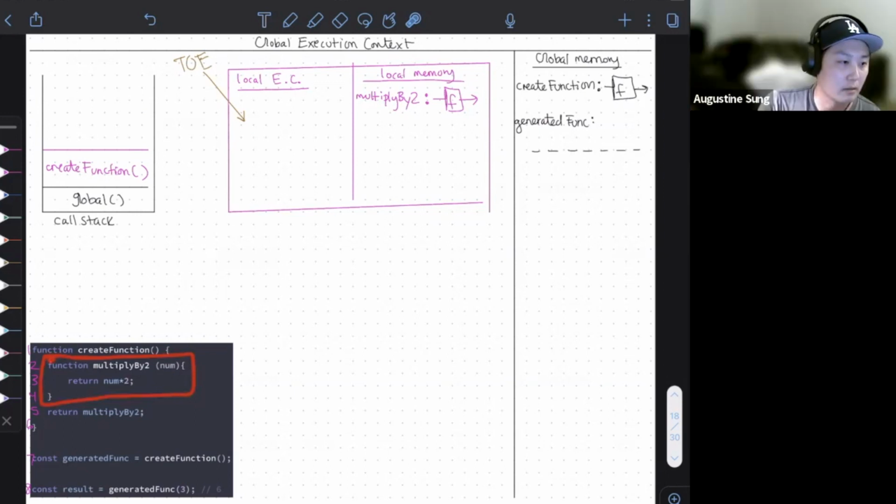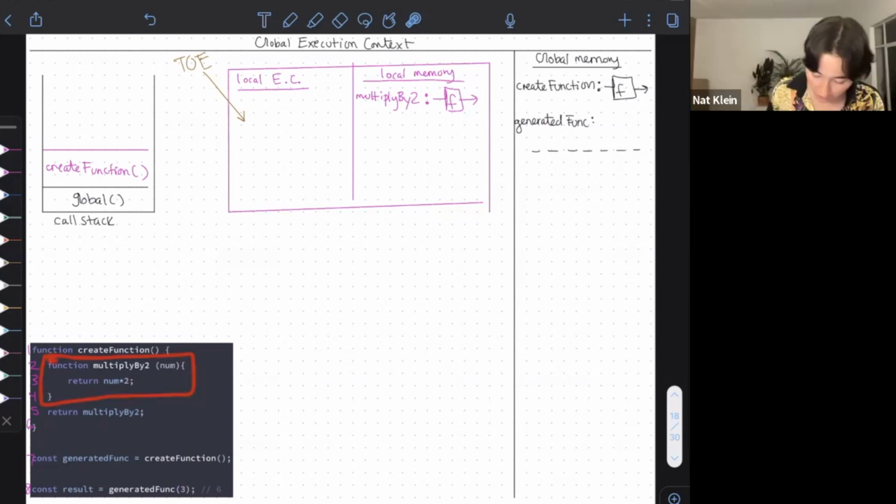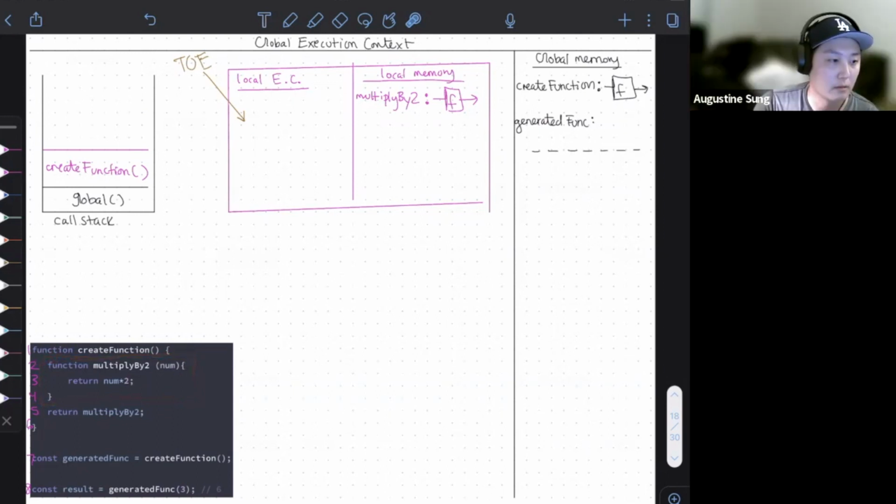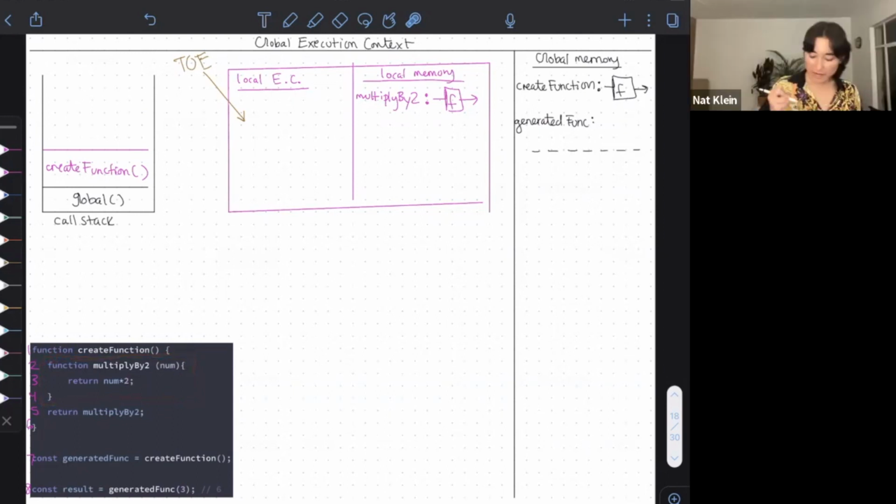Gotcha. Line 5 is part of the function body of create function. Gotcha. Yeah. So, okay, cool. Now knowing that, we've declared this function, we've stored its function definition at the label multiply by 2 in local memory. Now, what line is next in our execution of create function?